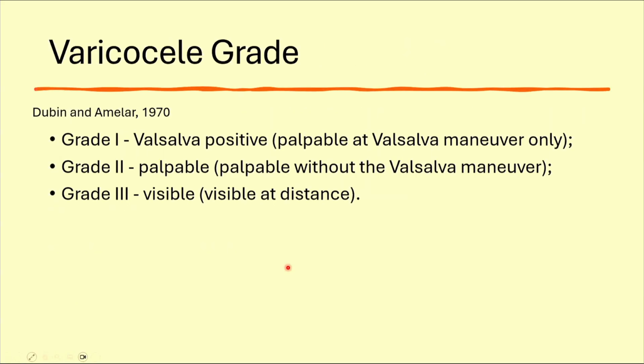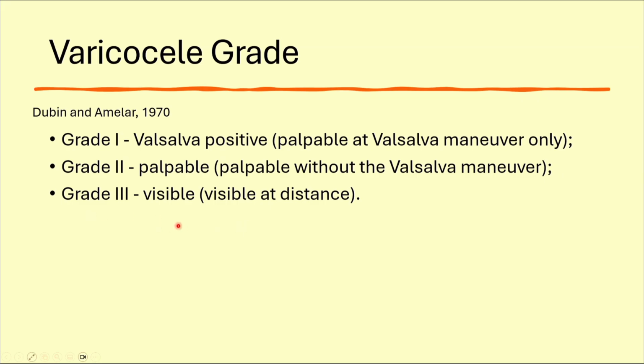Varicocele grade was established by Dubin and Amelar in 1970, where they grouped the patients with varicocele that is palpable at Valsalva only as grade 1, those palpable without Valsalva but not visible as grade 2, and those who are easily visible at a distance, which is the classic bag-of-worms appearance, as grade 3.